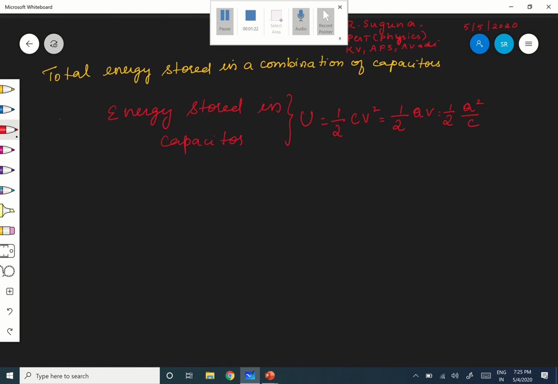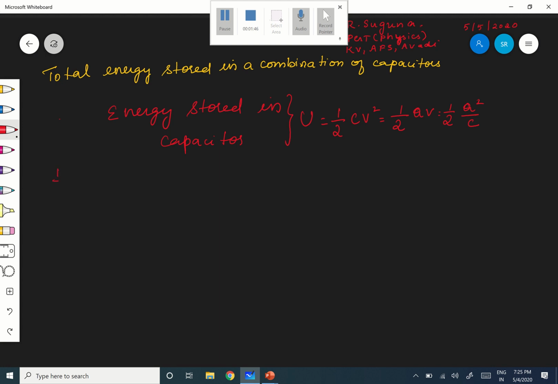Now we are going to see what will happen to the energy when so many capacitors are connected in series or in parallel. What will be the total energy stored by that combination? So now how to do? First we will go for series combination. Already we have seen series combination.